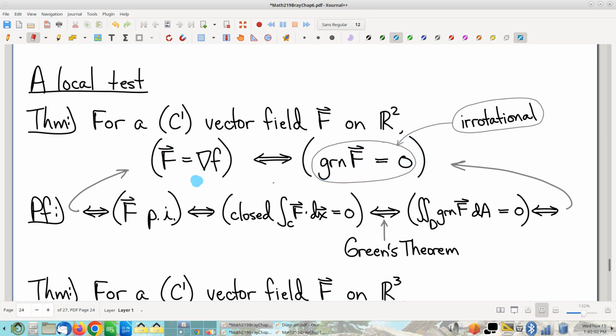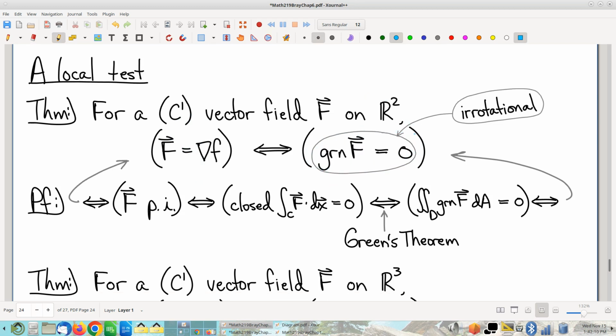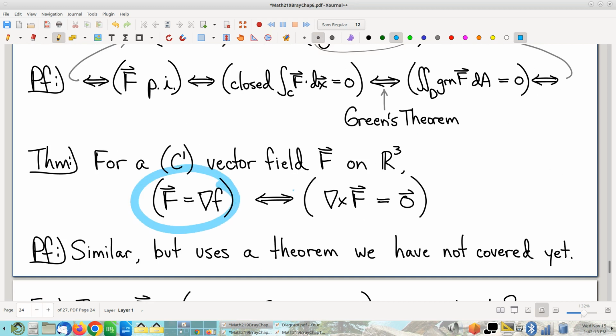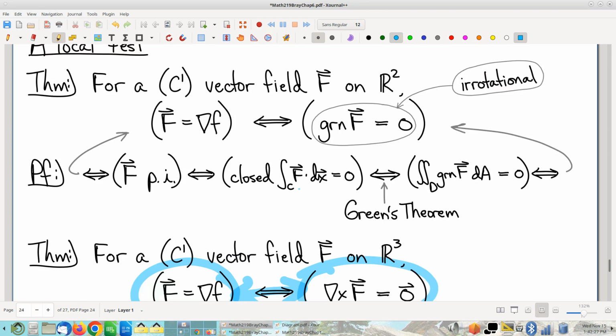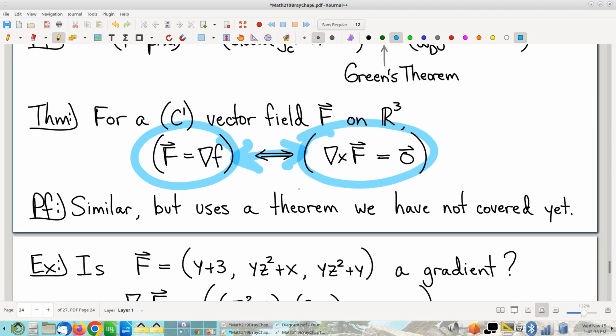Now, the cost of this result is that this only works in 2 dimensions, right? So what if you have a 3-dimensional vector field, and how do you tell if it's a gradient? And there we again have a local test, and the test is this time curl instead of Green's operator. Now, why is it curl instead of Green's operator? Well, in the same way that Green's theorem plays a central role in identifying Green's operator as being the local test in R2, there is a 3-dimensional version of Green's theorem that is what identifies curl as being the local test in 3 dimensions.